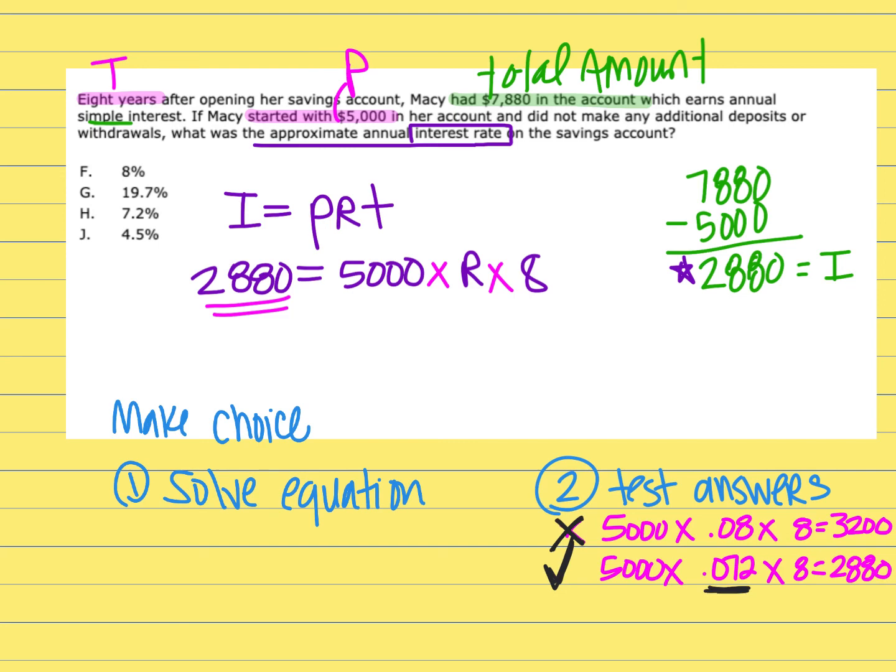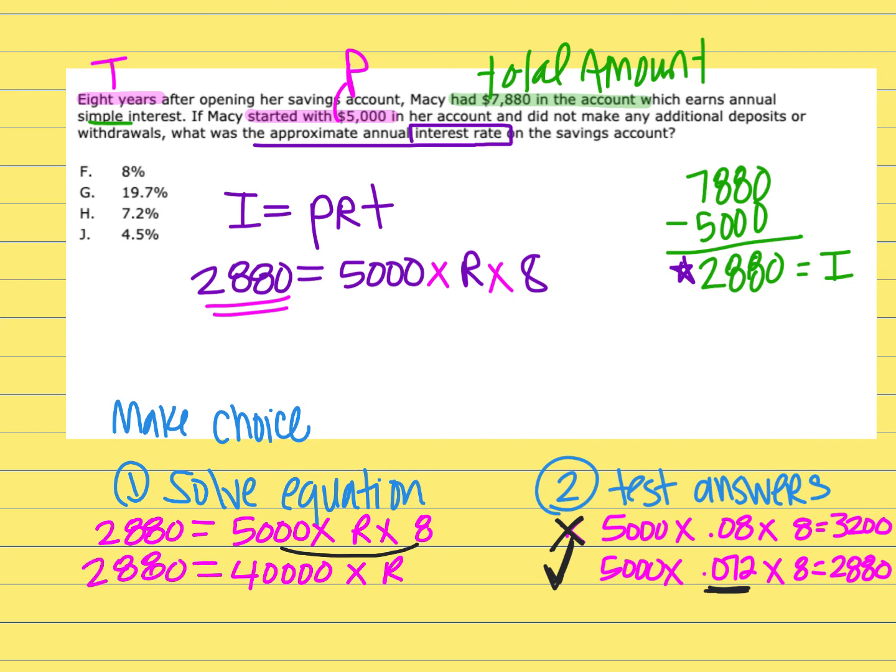If you don't have answer choices, then you have to just solve the equation. So when I do this, I have 2,880 equals 5,000 times R times 8. I can actually times 5,000 with 8 and get 40,000. So it says 40,000 times R equals 2,880. Then my last step would just be divide. And when you do divide these, it equals 0.072. And that is what matches. If I turned it into a percentage, it would be the same thing.